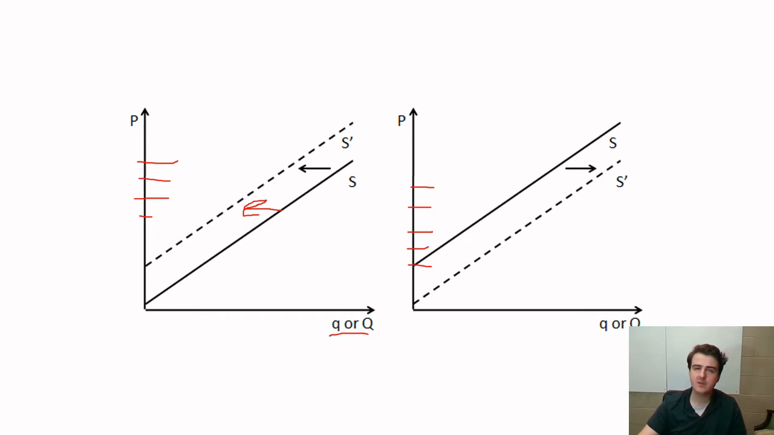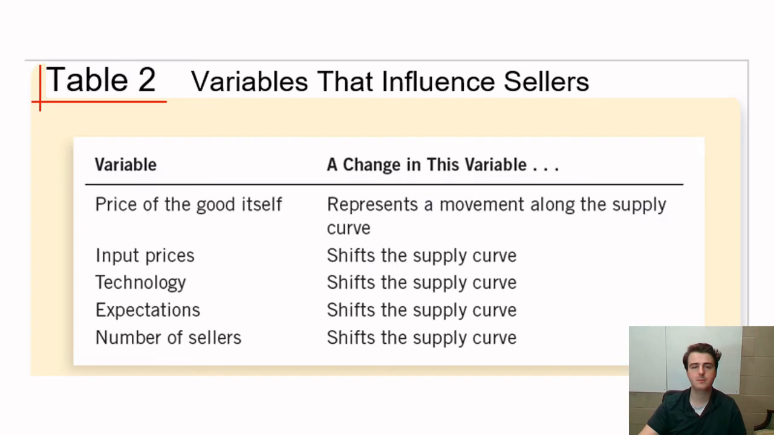And I think if we dive into some of the different things that can shift supply, this will make a little more sense. So, variables that influence sellers. Here's our whole list. Again, changing price is just going to change the quantity supplied, not change the whole supply curve, right? Just moving along the curve, changing quantity supplied. So, we have, first off, input prices.